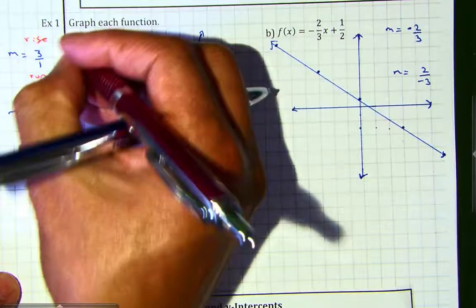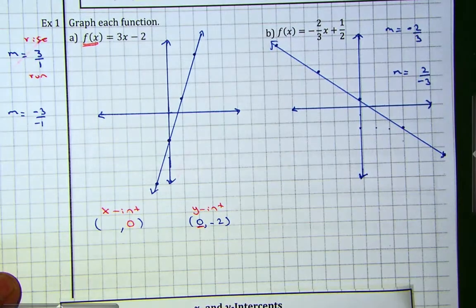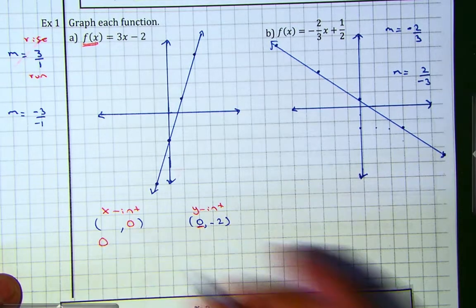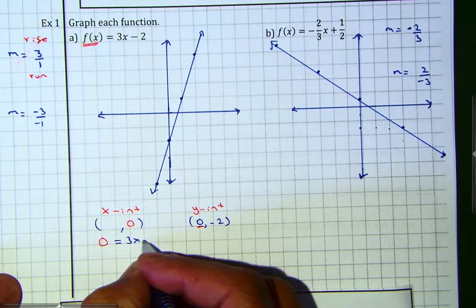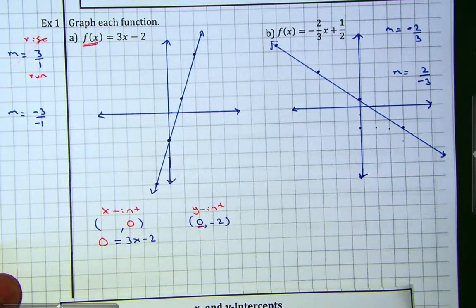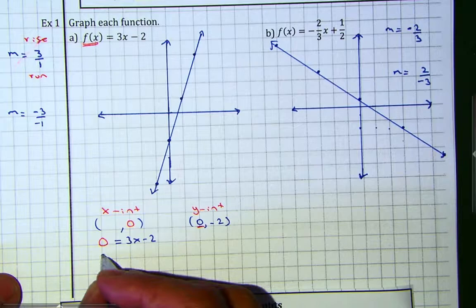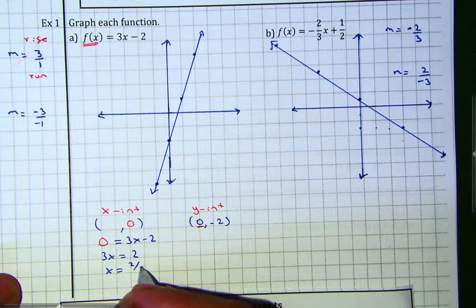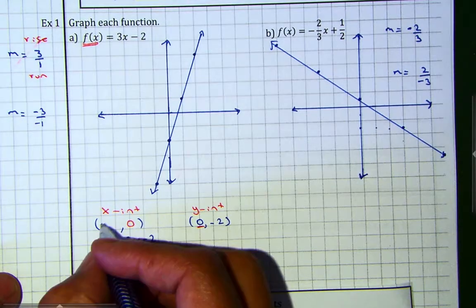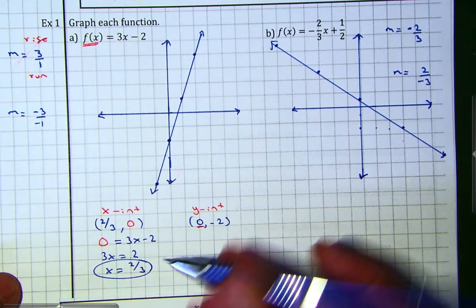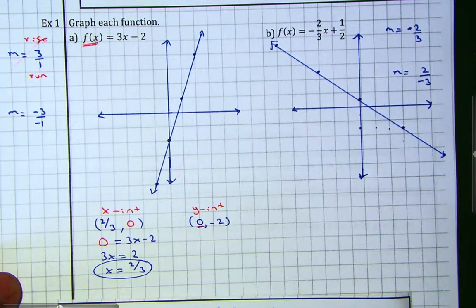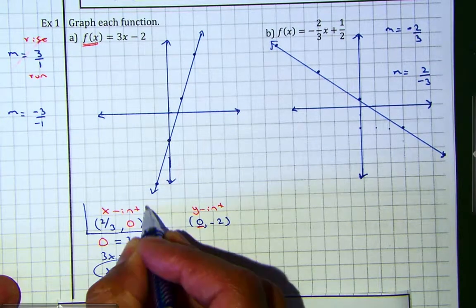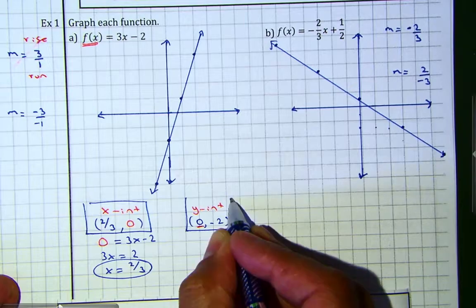So remember that f of x stands for y. Therefore, we're going to replace the f of x with a 0, equals 3x minus 2. And now we can solve for x. So that gives me 3x equal to 2, therefore x equal to 2/3. And which matches. But remember that your x-intercept has to be a point, and your y-intercept has to also be a point.